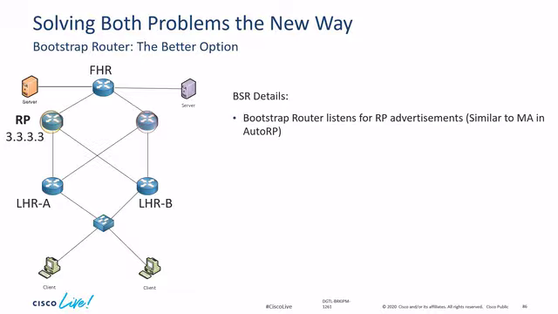Now, Bootstrap Router is, again, a config we add to a router, and we say you're a Bootstrap Router. And that Bootstrap Router will listen to RP advertisements from candidate RPs. These RPs will, again, send messages saying, I want to be the RP. And then it's the Bootstrap Router's job to listen to that and then elect one.